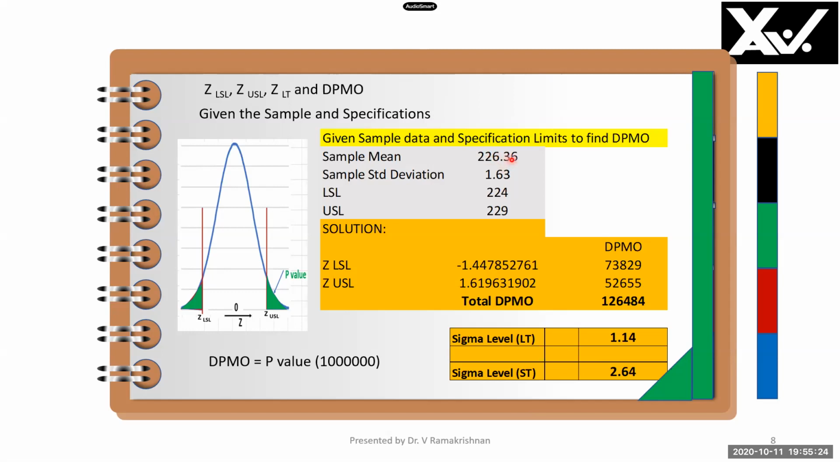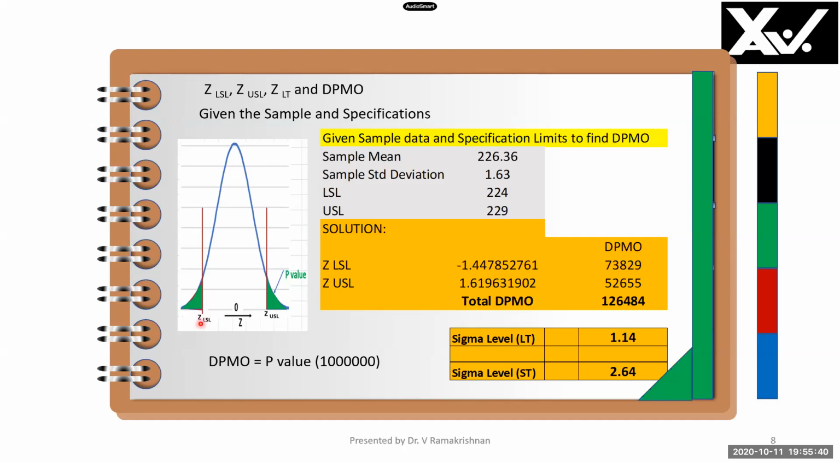Minus 226.36 divided by 1.63. So you are getting it. And what is Z for USL? Z is X minus X bar by sigma. X is 229 minus 226.36 divided by 1.63. So I can use this formula here, and I have to find out the DPMO.